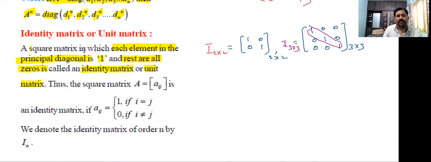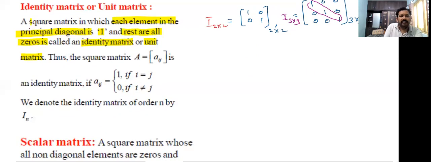Equal to 1. So here one condition is given. See this, Aij value is 1 if i is equal to j, and if i is not equal to j it is 0. This is a condition. So how to use that? Suppose I am writing a matrix like this.